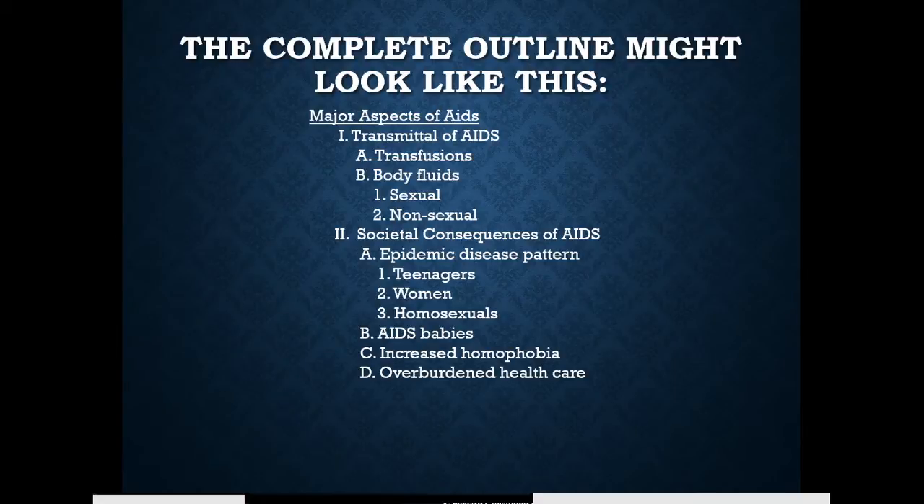Roman numeral 1 is your transmittal of AIDS. Roman numeral 2 is your societal consequences of AIDS. And if you take a look carefully, A is epidemic numbers, which has sub-details: teenagers, women, homosexuals. B is AIDS babies. C is increased homophobia. And D is overall burden on healthcare.